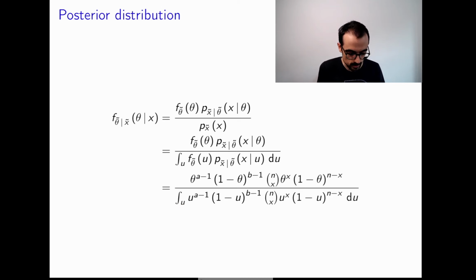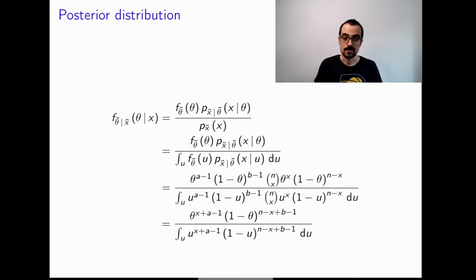Because here the integral is over u, right? So in particular, this is just a constant. So this can be cancelled out with this. And we also realize that we can merge some stuff up here. So here we have theta to the a minus 1, theta to the x. If we multiply these two things, it's just theta to the a plus x minus 1. And same for 1 minus theta, this is just 1 minus theta to the b plus n minus x minus 1, right? So we can merge that together.